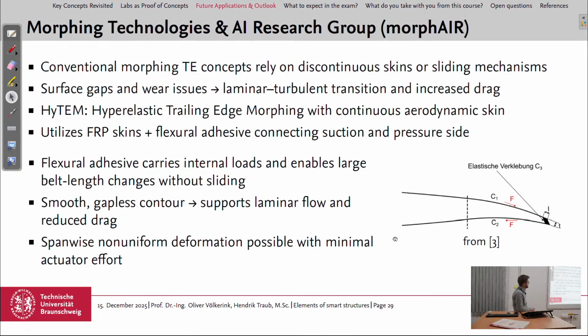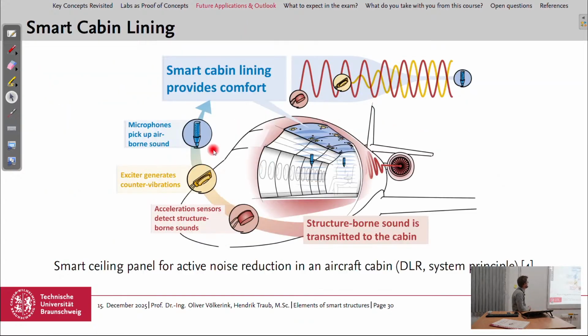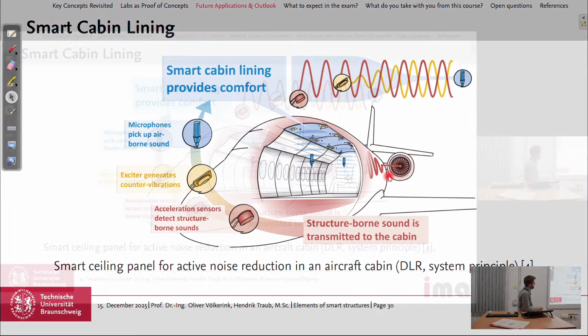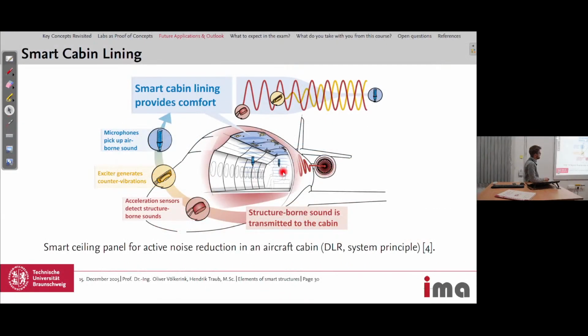This is the first concept. The second one is a smart cabin lining. In this illustration, I would like to introduce it. We have an aircraft with jet engines. The jet engines transmit structure-borne sound to the fuselage.